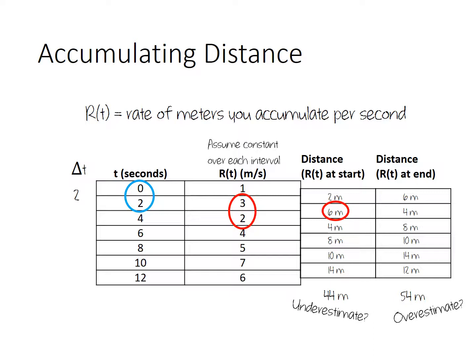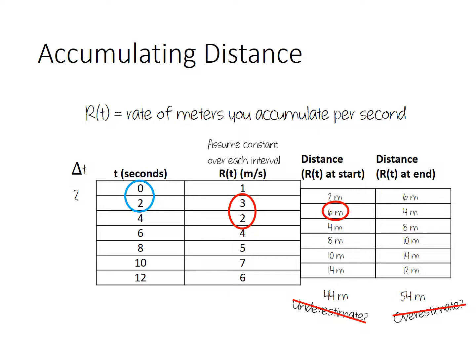we assumed that we were accumulating distance at a rate of 3 meters per second for the entire interval. However, we might have only been accumulating at a rate of 2 meters per second for most of the interval. So the 6 meters is probably an overestimate of the distance that we traveled for that interval. And since we used the 6 meters to compute the 44 meters, this means that 44 meters might not be an underestimate, and similarly, 54 might not be an overestimate.